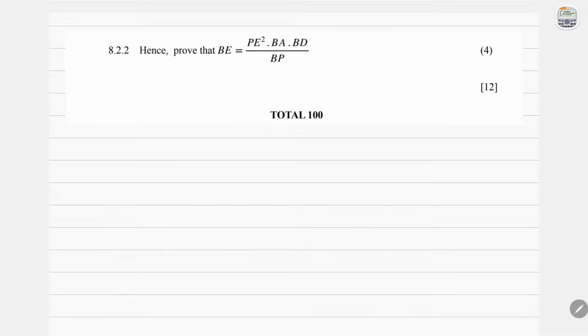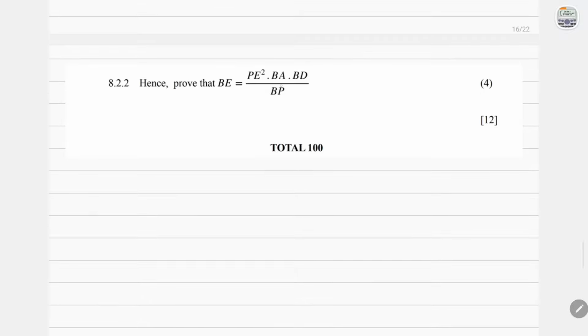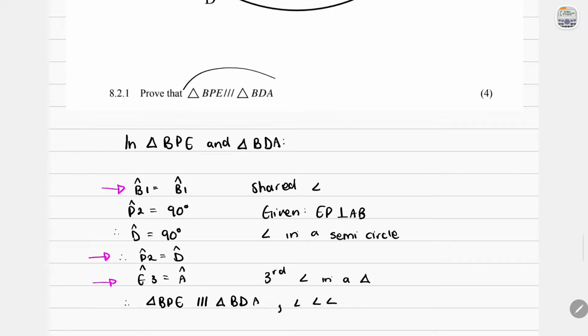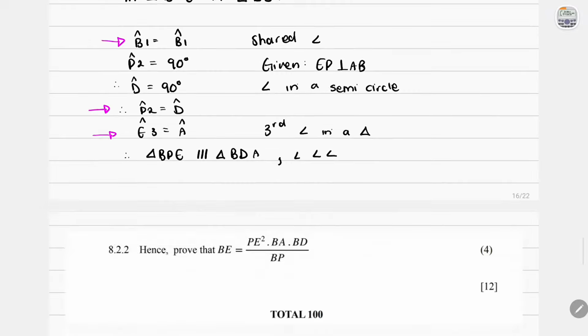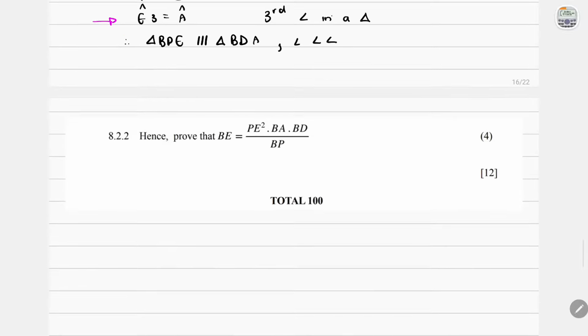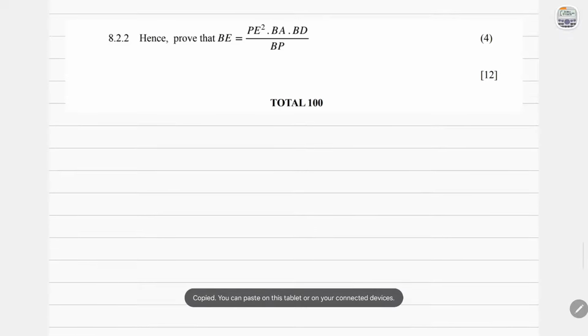Question 8.2.2 says, hence prove that BE is equal to PE squared multiplied by BA times BD over BP. Okay, so with these questions, once they ask you to prove that two triangles are similar, and then they ask you a question like this, it usually has to do with the two triangles that are similar. So I'm going to find the dimensions that they used quickly.